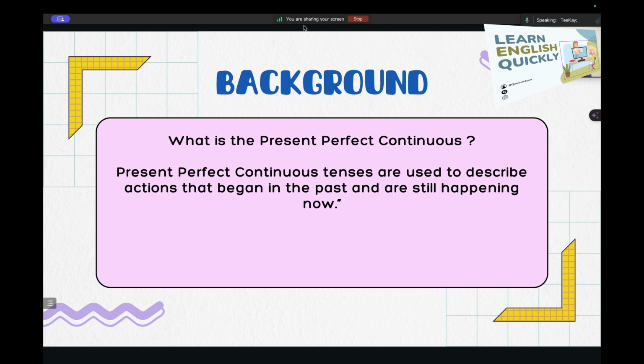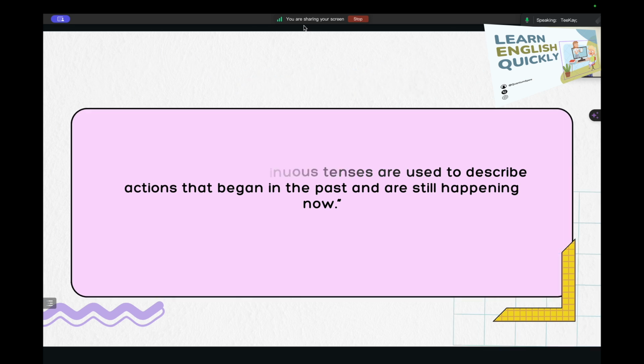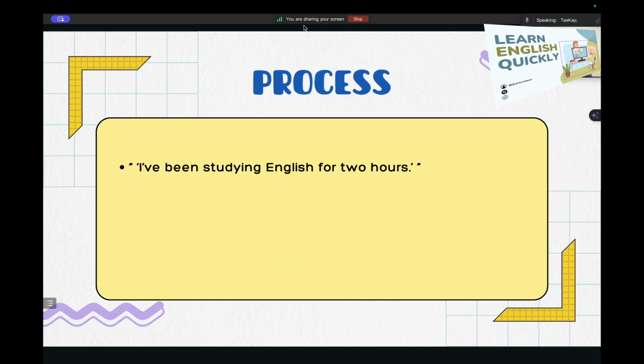Present perfect continuous tenses are used to describe actions that began in the past and are still happening now. Let's have an example. An example we might have is: I've been studying English for 2 hours. So, who can tell me what you think this sentence is telling us? Wow, very good. This sentence means you started studying 2 hours ago and you're still studying now. So, this is what we talk about when we talk about present perfect continuous tenses.